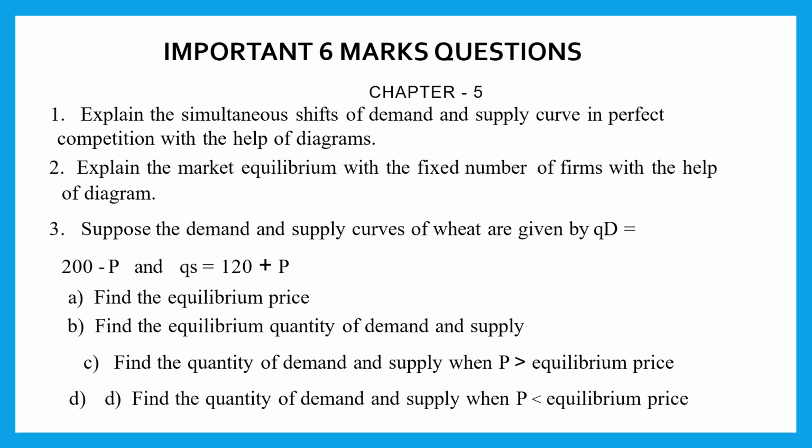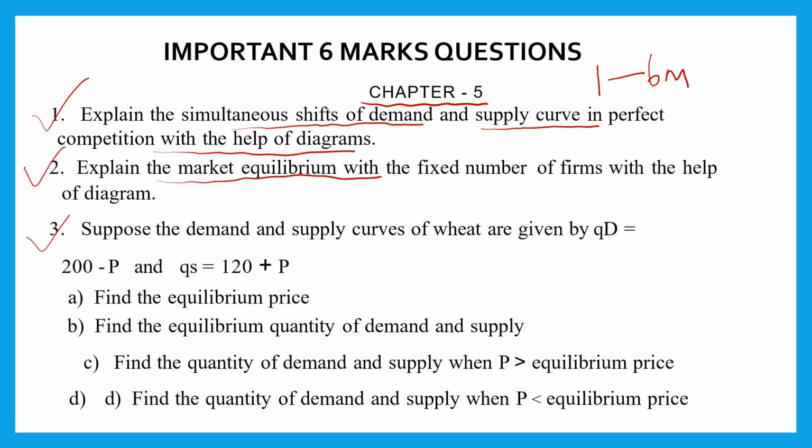From microeconomics, fifth chapter, if you consider, that is market equilibrium. From this chapter, you can expect one 6 mark question. There are 3 important questions. First one is simultaneous shift in demand and supply curve in perfect competition with the help of a diagram. Explain market equilibrium with a fixed number of firms with the help of a diagram.